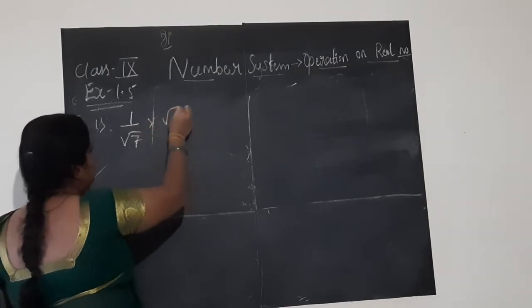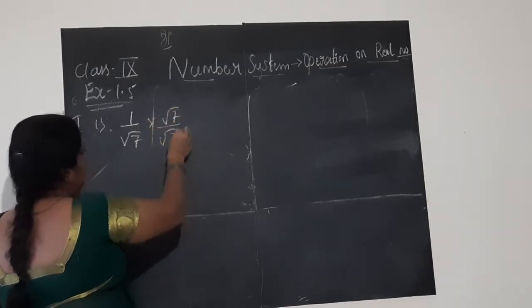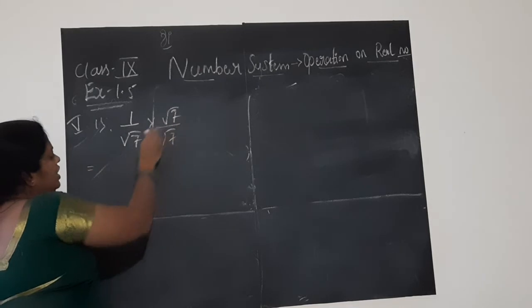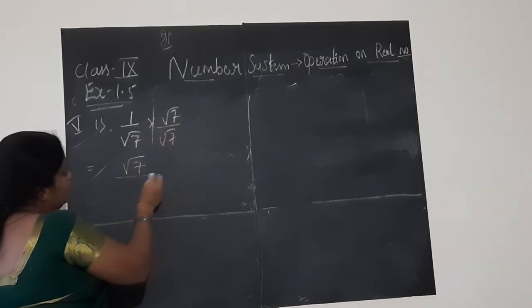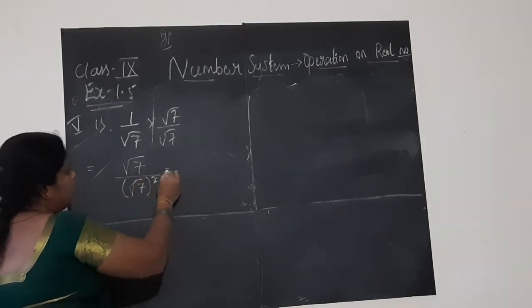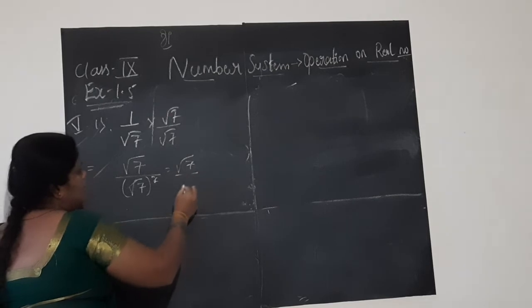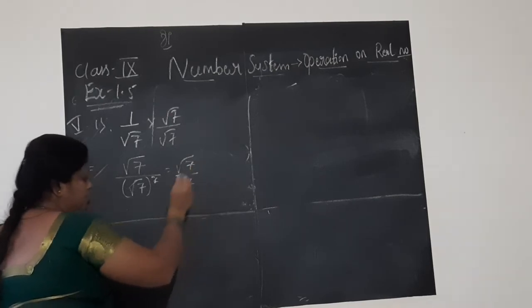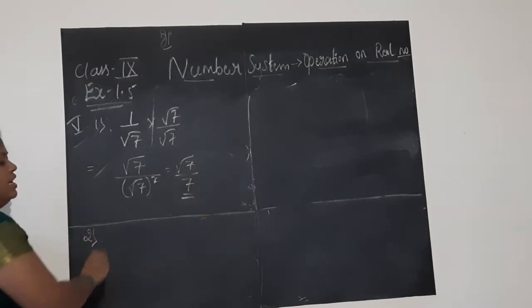Multiply by square root 7 by square root 7. 1 into square root 7 is nothing but square root 7. In the denominator, square root 7 into square root 7 is square root 7 whole square. The square root will get cancelled. So the answer is square root 7 by 7. Further it cannot be simplified. Leave it as it is.